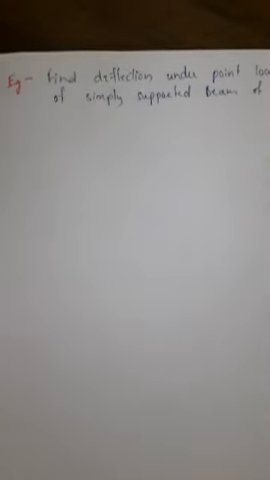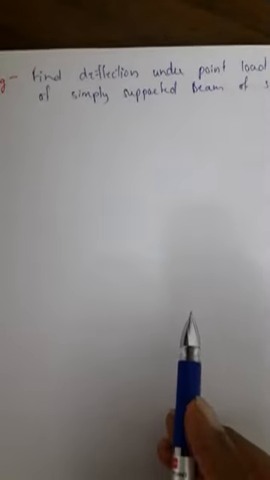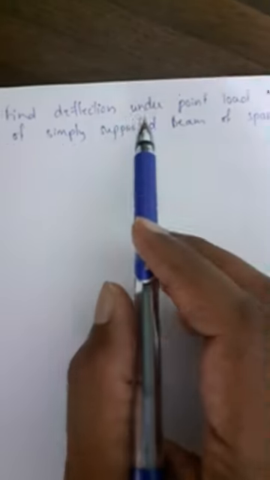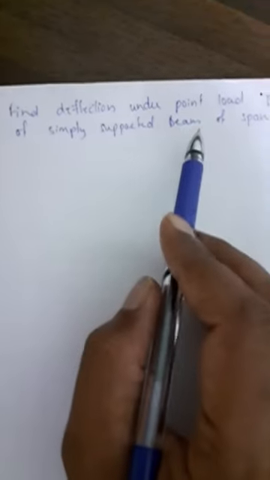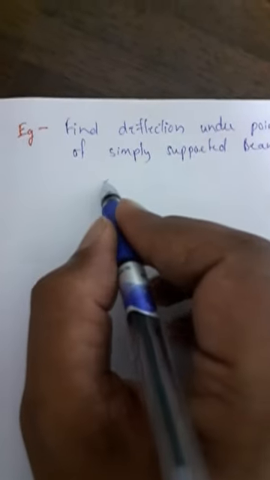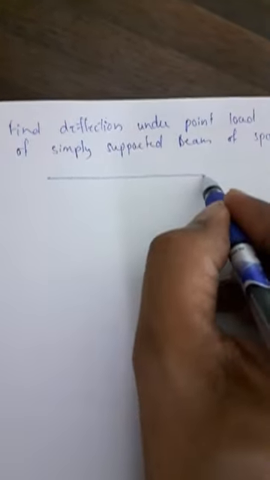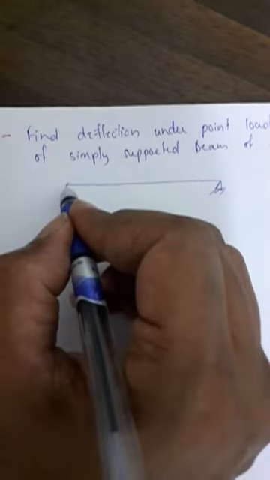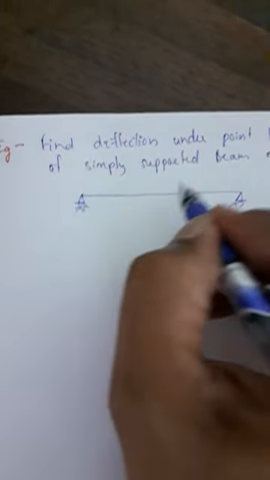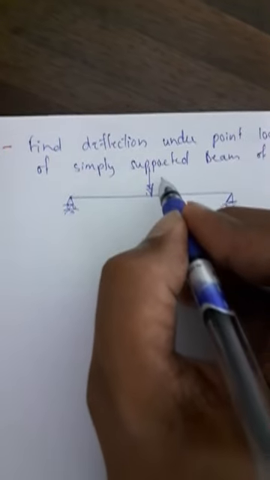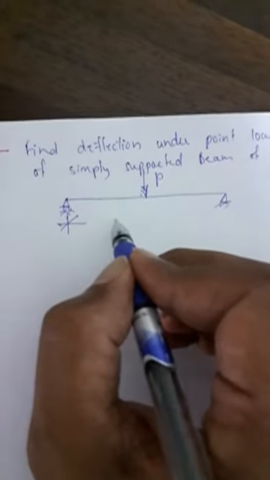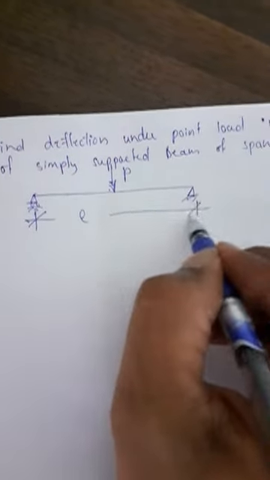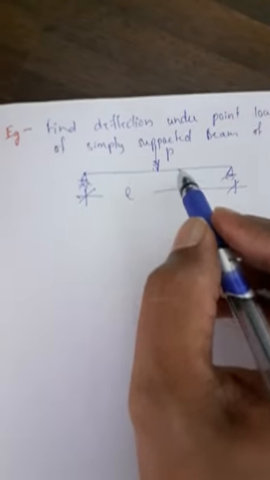Hello friends, today we'll start with another example, a standard example on strain energy method. Find deflection under point load P at midspan of simply supported beam of span L. Say this is the diagram. Say at midspan there is load P, total span is L. Let this be at half the distance.